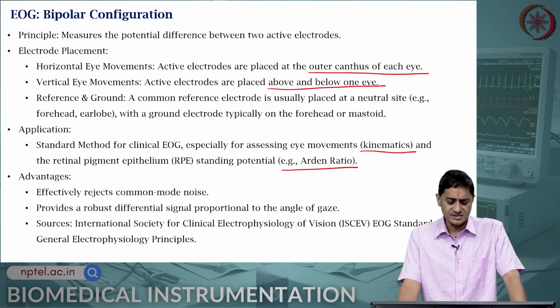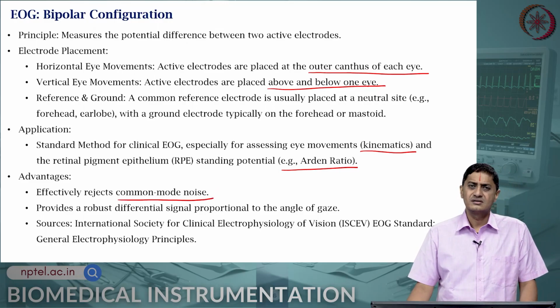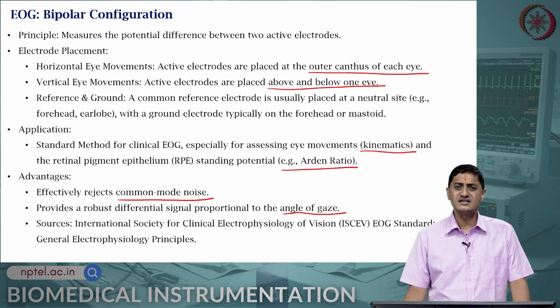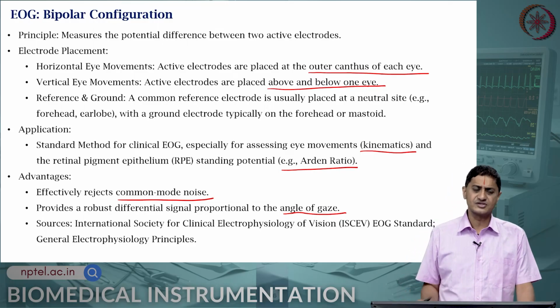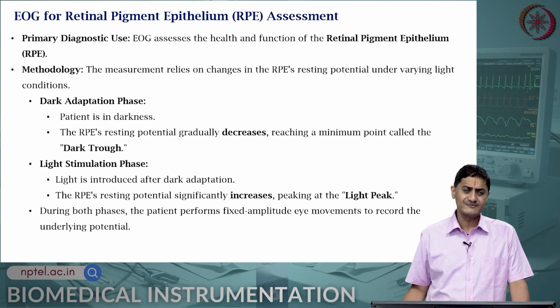Being bipolar, essentially there is going to be excellent common mode noise characteristics. That is, it is going to be able to reject most of the common mode noise and provide a robust and excellent differential signal that is proportional to the angle of gaze. And this information we have received from ISCEV, which I asked you to check in one of the previous classes, the International Society for Clinical Electrophysiology of Vision, and the EOG standards and the general electrophysiology principles. These are the sources from which we took this information.